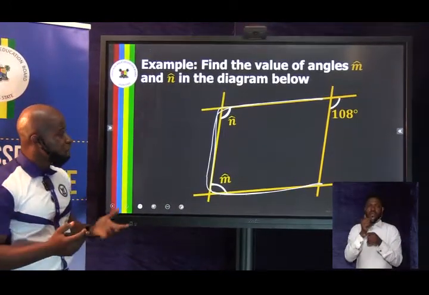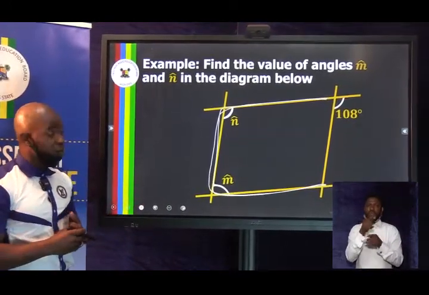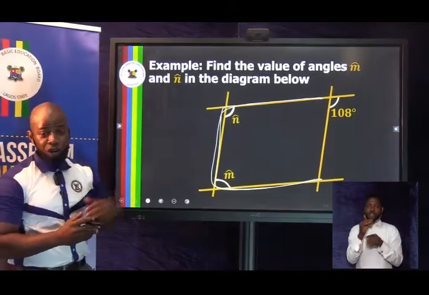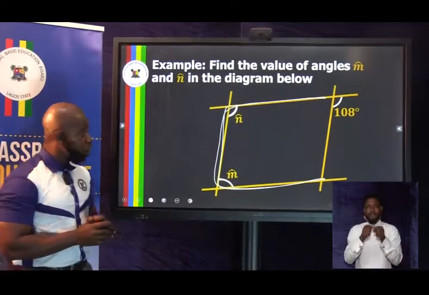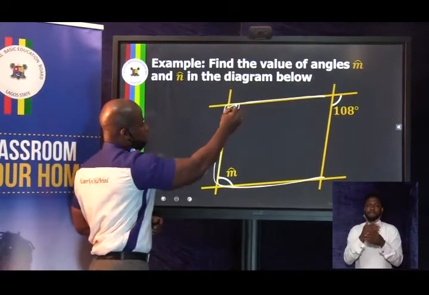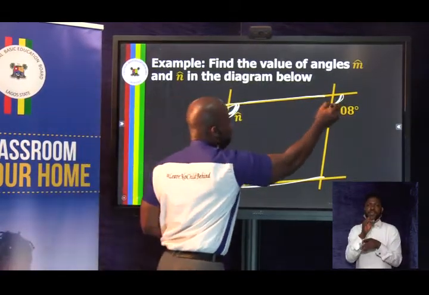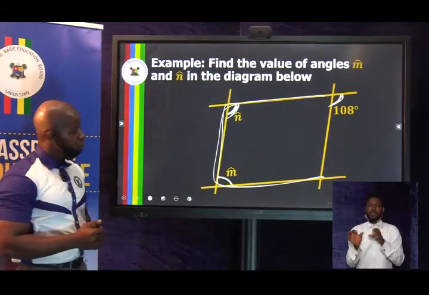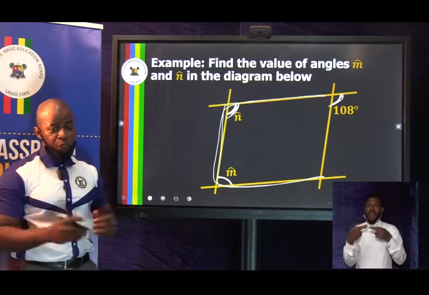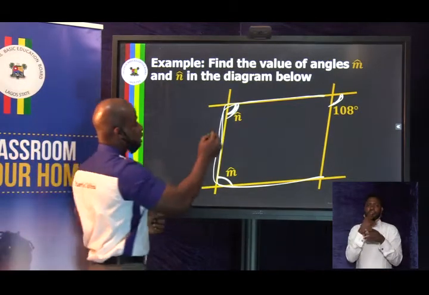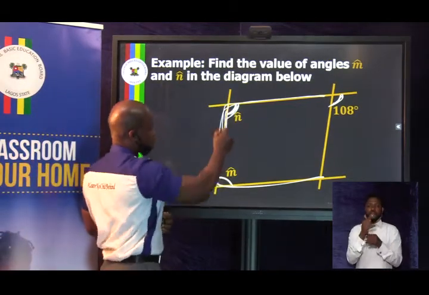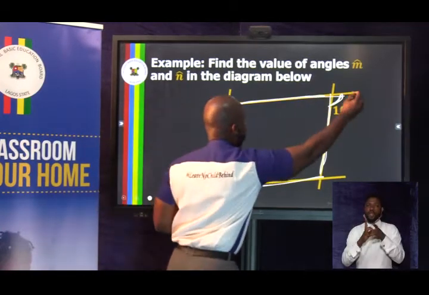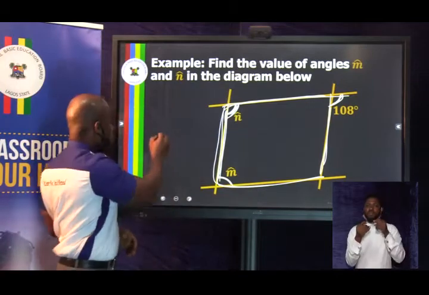Now, M and N are interior opposite angles, but we don't know M, which means that we can know N. So we have to try and see if there's another way we can find one of these angles. Look to the other side. You see 108 degrees. Now, remember, what is the relationship between N and 108 degrees? What shape do you see? They are corresponding angles, because this is the F. One line of the F, second line of the F, and then the line joining them. The F is facing downwards like this.